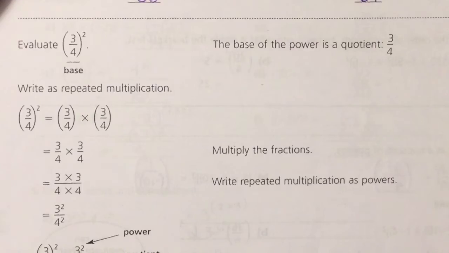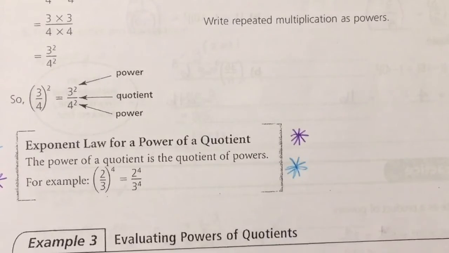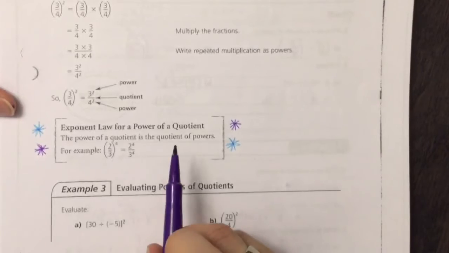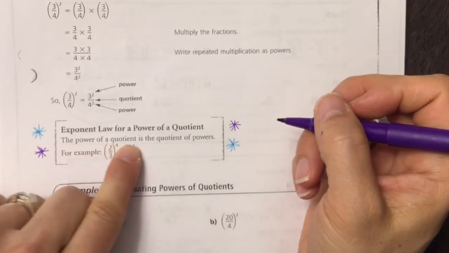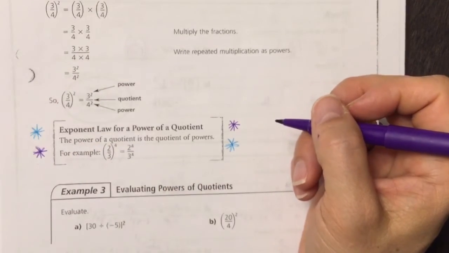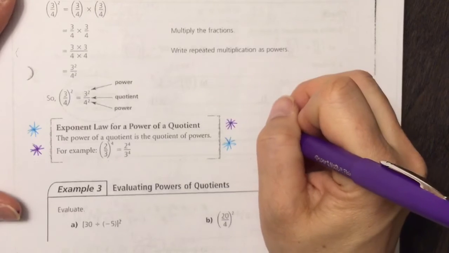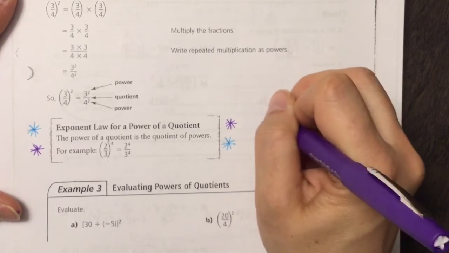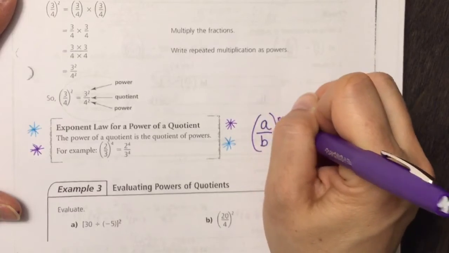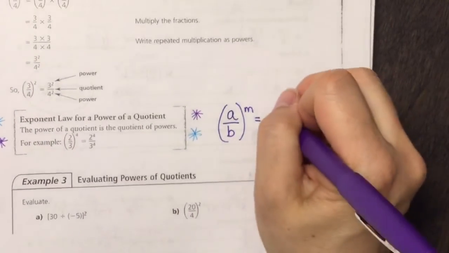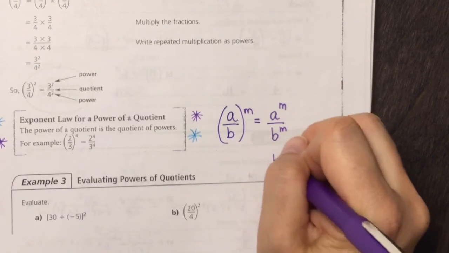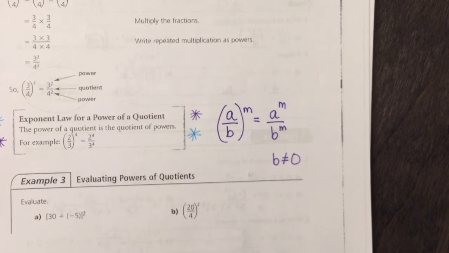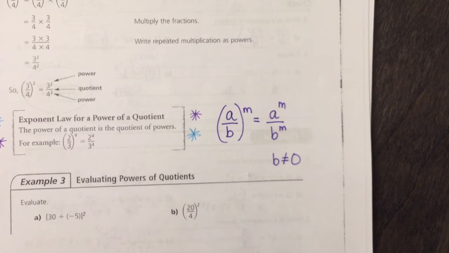So 3 over 4 all raised to the power of 2 means that we have 3 squared divided by 4 squared. And that is the law for the power of a quotient. Remember, quotient means dividing, power is like an exponent. So the power of a quotient is a quotient of powers. Why does it look like those words are just reversed all the time? But they are. So A over B all raised to the m is the same as saying A to the m over B to the m, as long as B doesn't equal 0, because remember, any number divided by 0 is undefined.